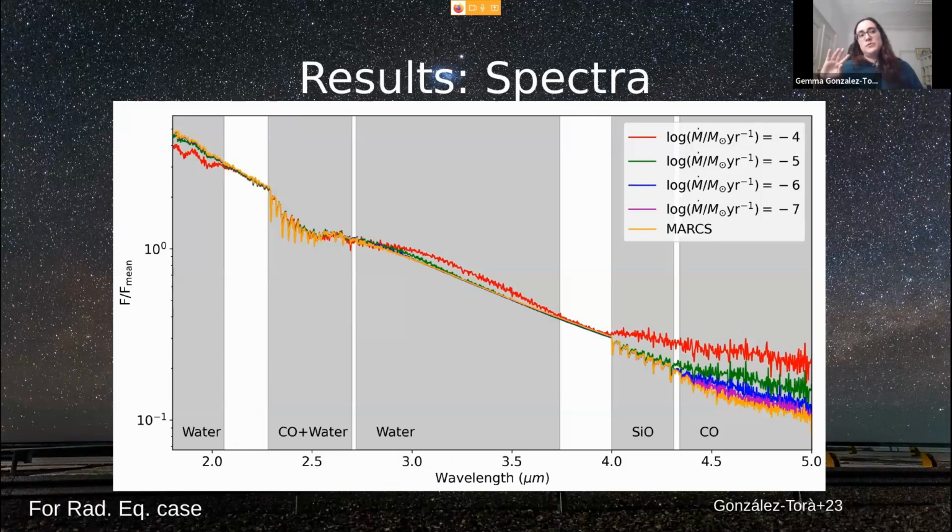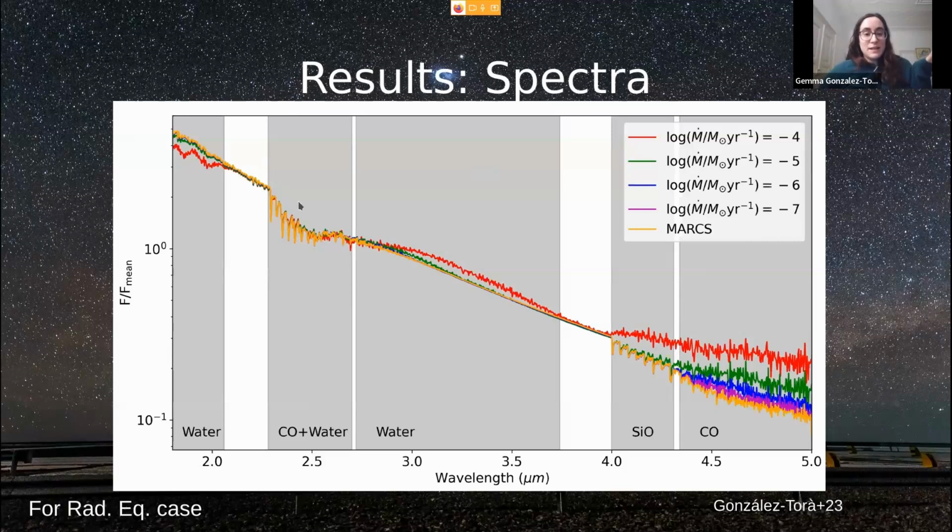So we are going here to the infrared. We are not focusing anymore on the titanium oxide bands. And you can see there are some features here, especially water, carbon monoxide and SiO. Initially we have in yellow the MARCS model. But what happens when we increase the mass loss rate? We already see something happening in the spectra.